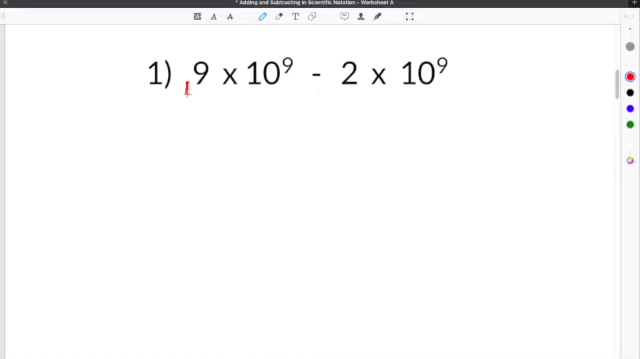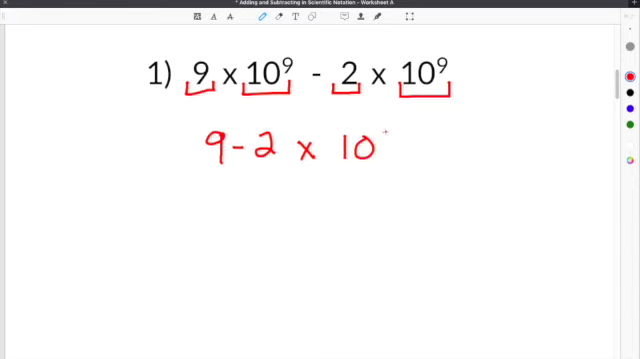When solving this, we will take our coefficients, which is 9 and 2, and we're going to subtract them from each other. Then we're going to rewrite our power of 10 right next to it. So we will do times 10 to the ninth power. When adding or subtracting, the power of 10 has to be equal. Once the exponent is equal, you will keep the exponent the same in your answer.